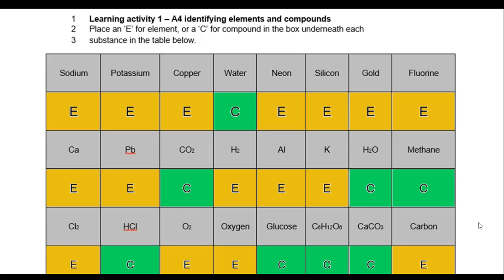Whereas if you look at water, carbon dioxide, glucose, methane, all of these are made up of combinations of different elements. So methane is carbon and hydrogen. Carbon dioxide is carbon and oxygen. Water is hydrogen and oxygen. So all of these things, you use more than one element from the periodic table to make them.